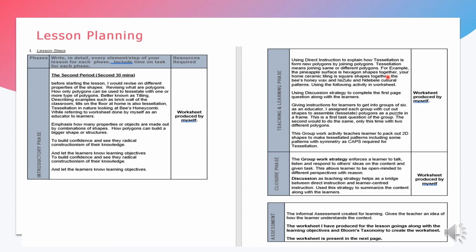See, now this is very relatable because you are now doing what CAPS asked you to do. Relate the content with the child, what they see in nature. So, like, how natural can you be with pineapple surface? Come on, guys. And your home ceramic lifestyle, it still goes along with CAPS. The bee's honeycomb, very nature. isiZulu and Pedi cultural patterns. Yes, those are culture and heritage.